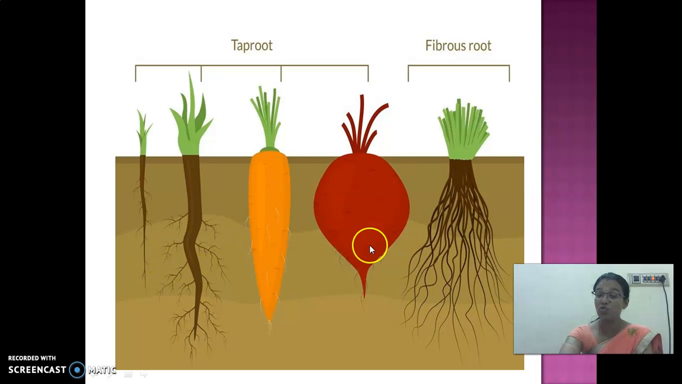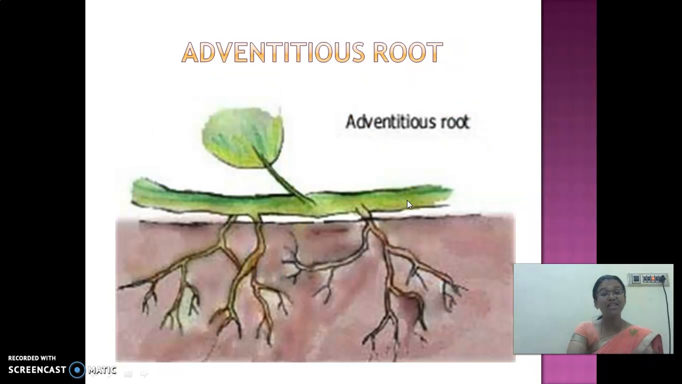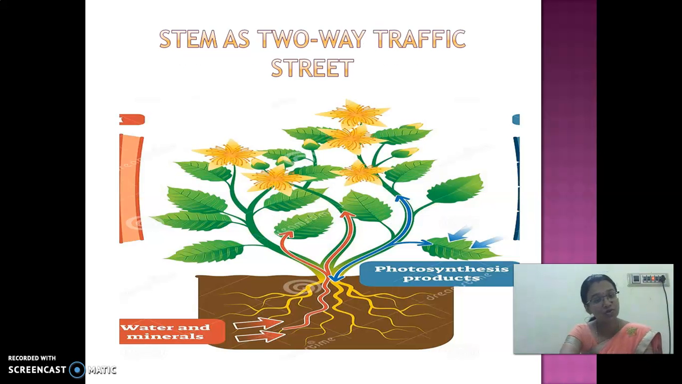Look at how these roots are. So first have a look at tap root. They are narrow. But fibrous root, they have many fibers. So totally 2 types of root. Look at this example, it is grass. Grass is the example of fibrous root here. Carrot and beetroot are given here. In addition to this, you have one more root, that is adventitious root. What is it? You have one more root called adventitious root.